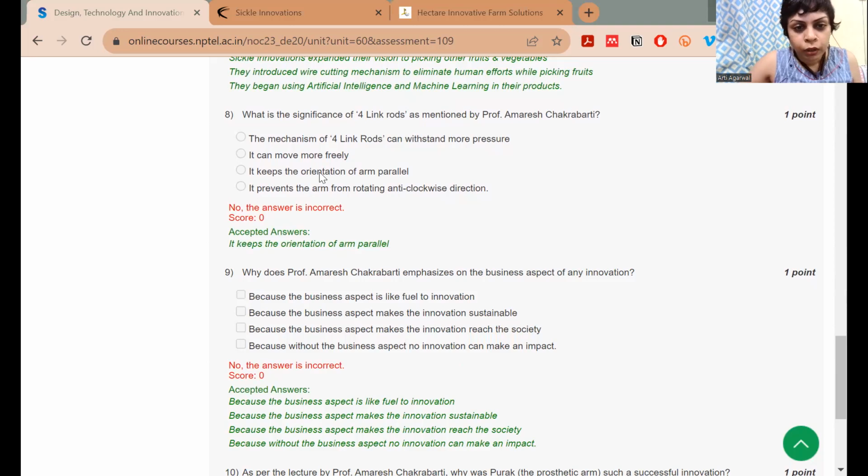Question 8. What is the significance of the 4 link rods as mentioned by Professor Chakraborty? Option number 1, the mechanism of 4 link rods can withstand more pressure. It can move more freely. It keeps the orientation of arm parallel. It prevents the arm from rotating in anti-clockwise direction. So the answer: it keeps the orientation of arm parallel.